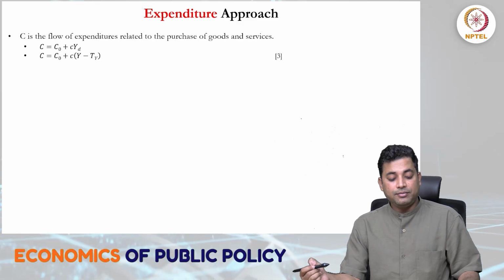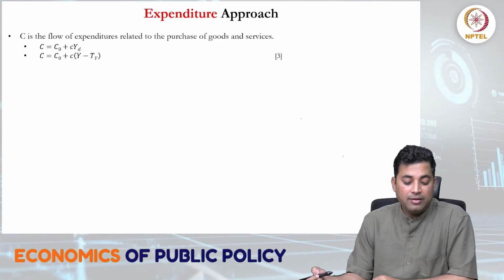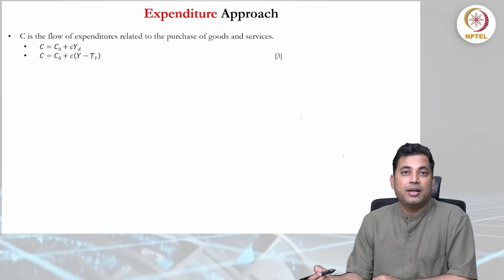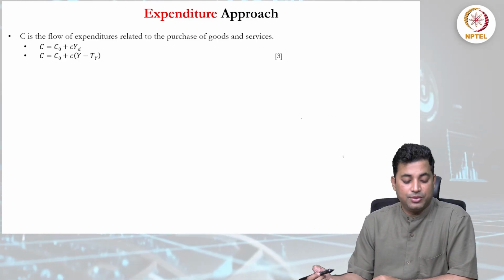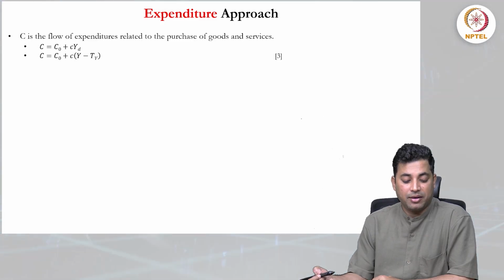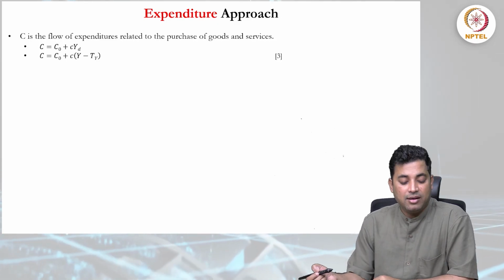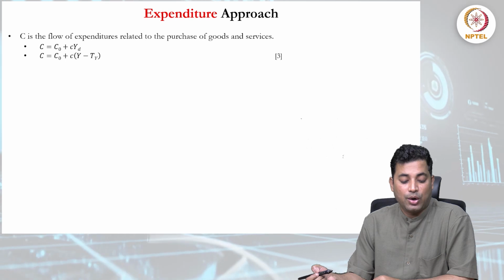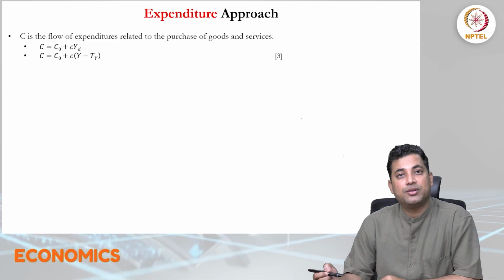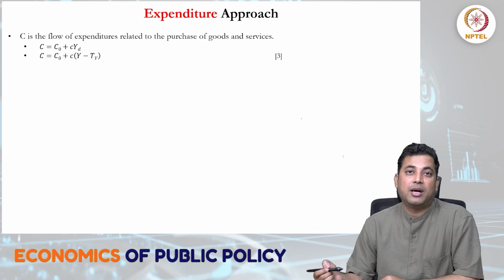Now C is consumption expenditure, which we know is the flow of expenditure related to purchase of goods and services. So it basically comes from the households. For household consumption expenditure, the equation is important. How do we write it? C equals C naught plus c times Yd. So what is C naught? C naught is autonomous consumption, and small c is the marginal propensity to consume.